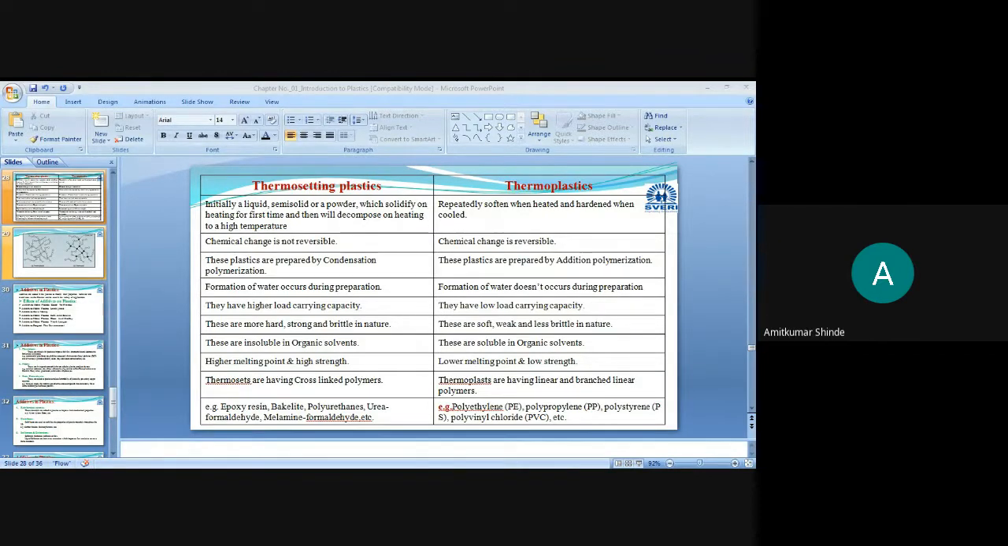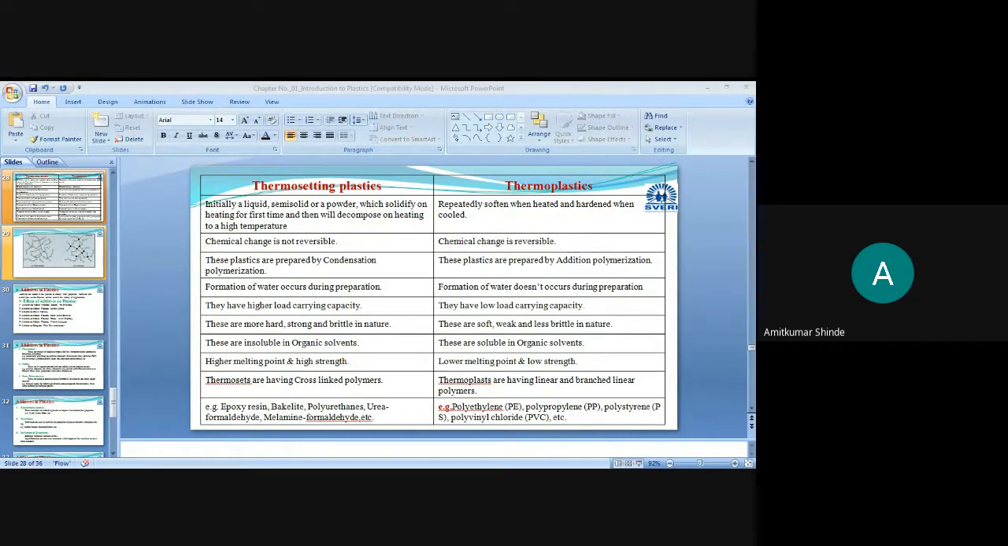Then the second point is whichever chemical changes are occurring in the thermosetting materials, those chemical changes cannot be reversed. Suppose you have provided the heat, then that thermoset material will get hardened. Now you cannot do the softening of that particular thermoset material again. That change is not reversible. You can say that it is an irreversible change. Whichever chemical changes are occurring in the thermosetting material are irreversible.